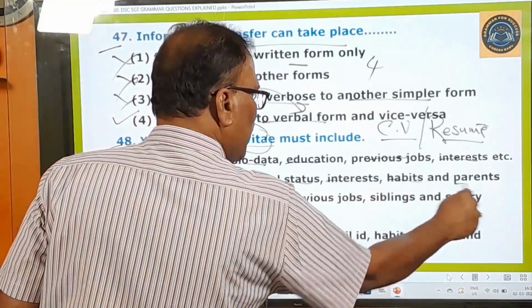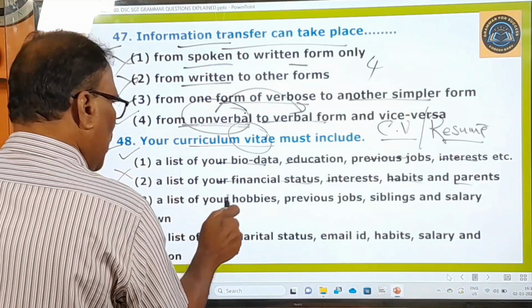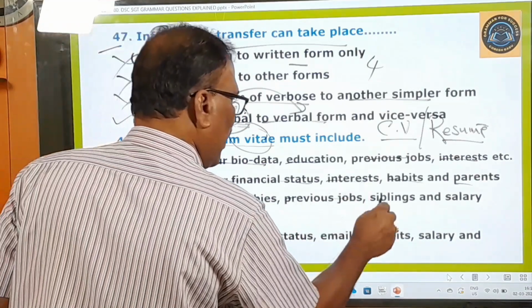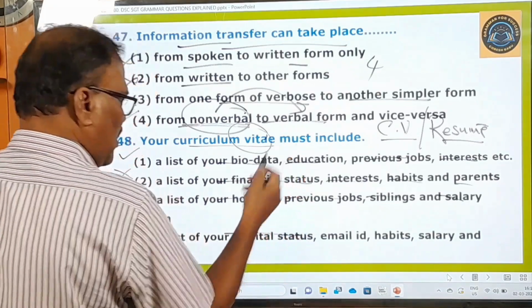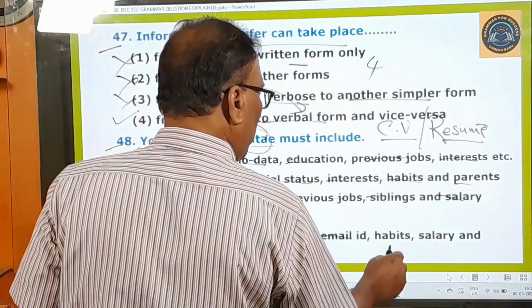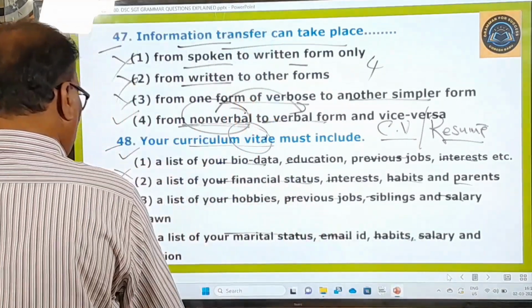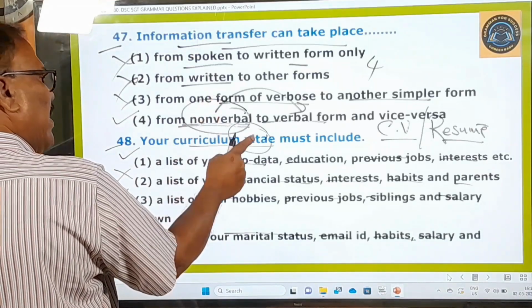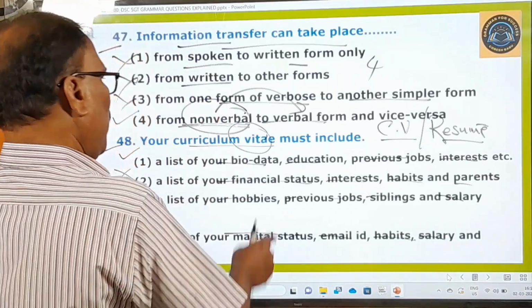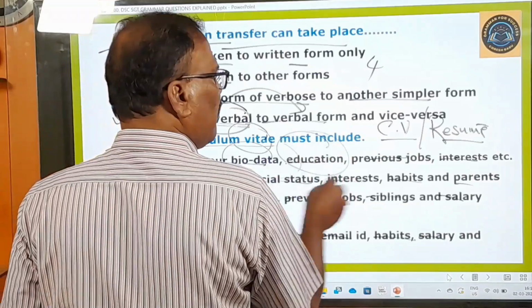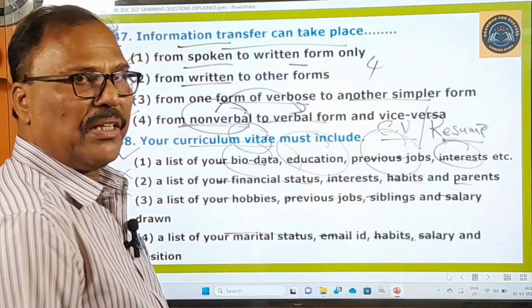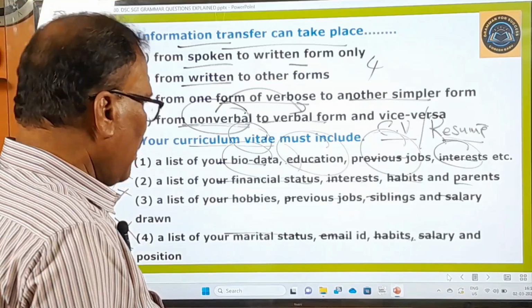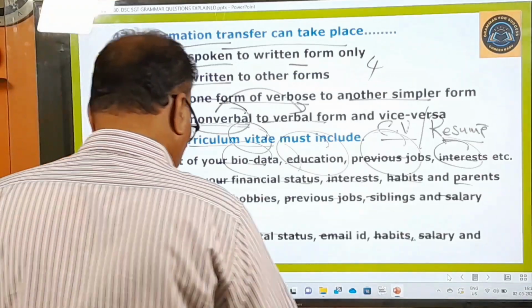Habits and parents, and a list of your hobbies, no. Previous jobs, okay. Siblings, no. Salary drawn, no. A list of your marital status, of course it's okay. Email ID, okay. But habits, salary, position, not okay. So in the curriculum vitae, you have to mention your biodata, your educational qualifications, your previous jobs and interests. All those things must be included in the curriculum vitae, right? And now let's move on to the next question.